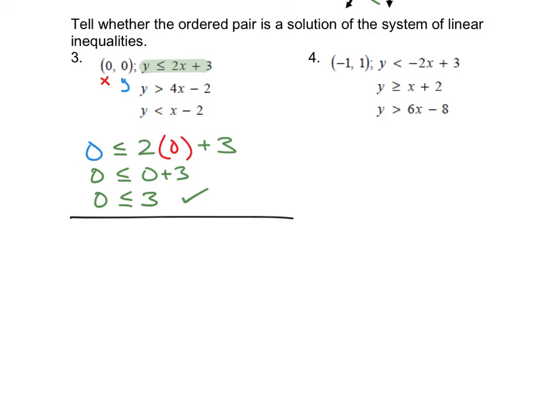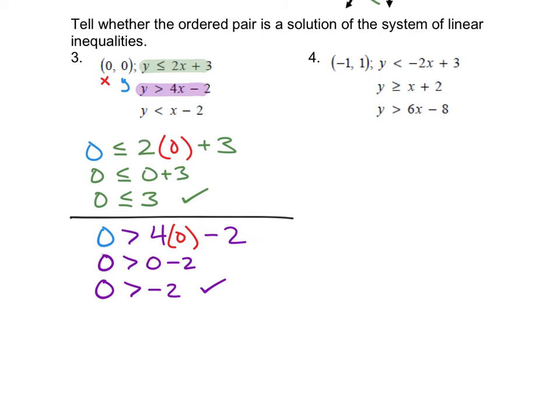So we try the next inequality. I'll do this one in purple. We're taking the inequality y greater than 4x minus 2, but we're plugging in a 0 for y and a 0 for x, making sure that I put those numbers in parentheses if necessary for substituting it in. Well, then my math sentence says 0 is greater than 0 minus 2, or that 0 is greater than negative 2. Is 0 greater than negative 2? Yeah, so we have another true statement.